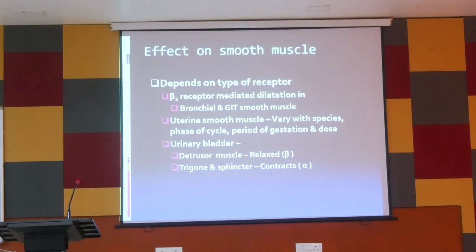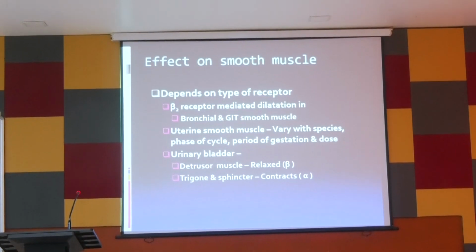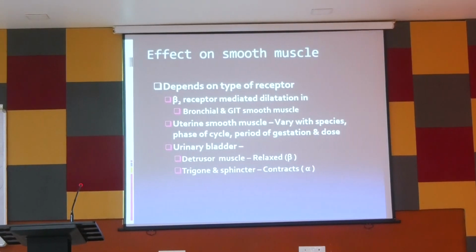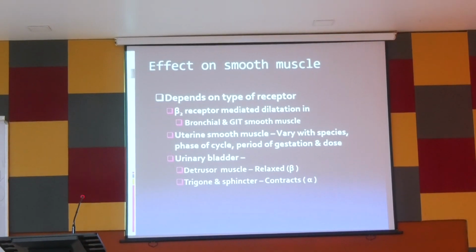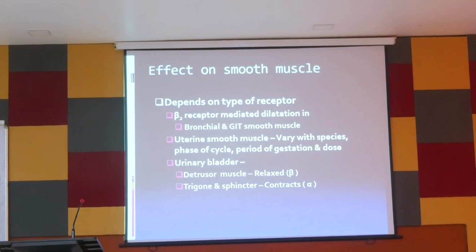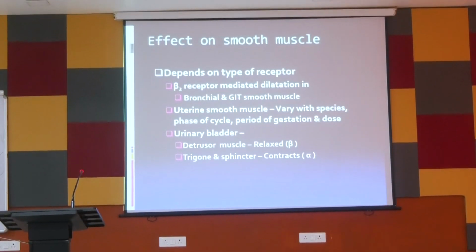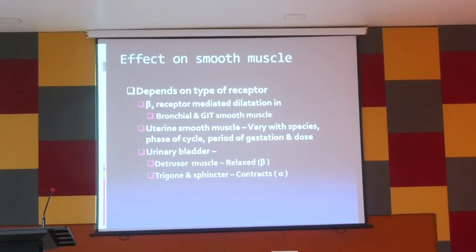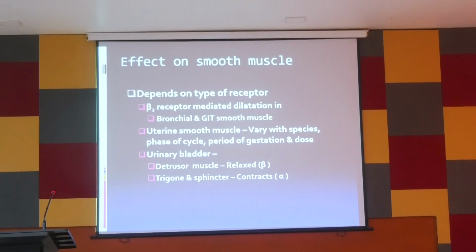Beta 2 receptors mediated dilatation in bronchial and gastrointestinal smooth muscle. আমাদের clinically most important হচ্ছে bronchial smooth muscle. Next হচ্ছে uterine smooth muscle. It will depend on the phase of the cycle, whether pregnant or non-pregnant, and whether early pregnancy or late pregnancy, that will interfere with the sensitivity of the uterine smooth muscle to the adrenaline.